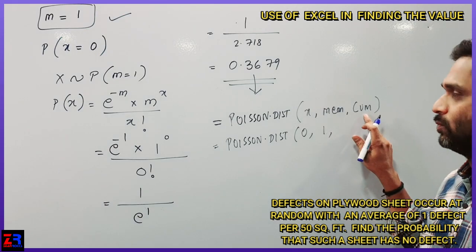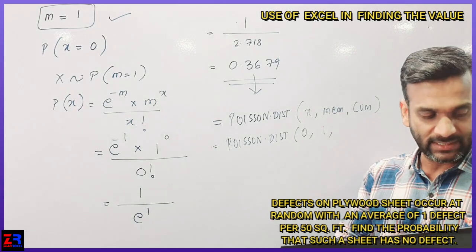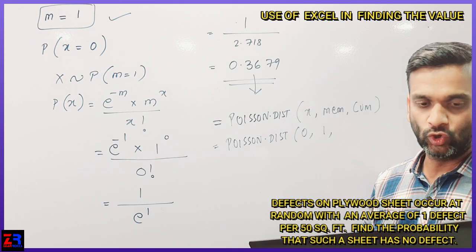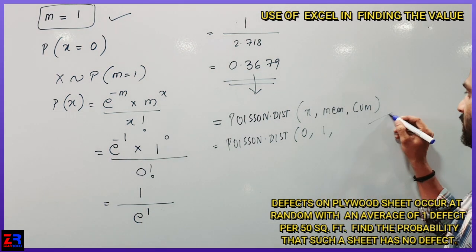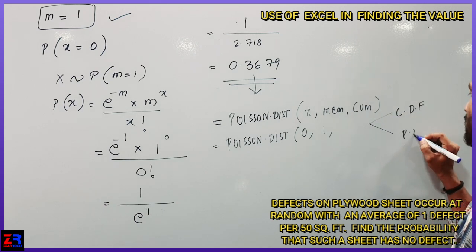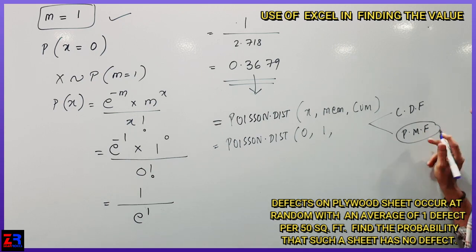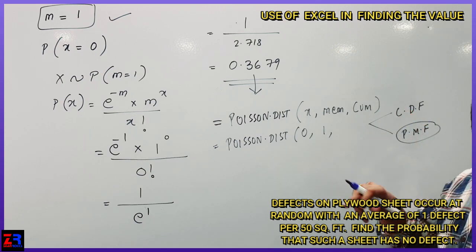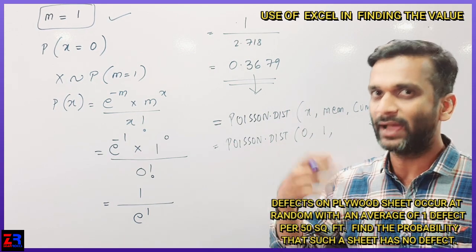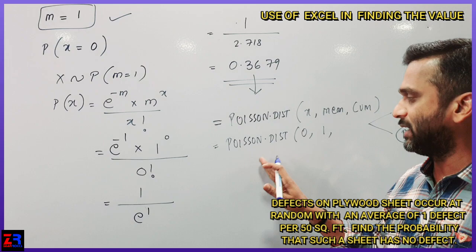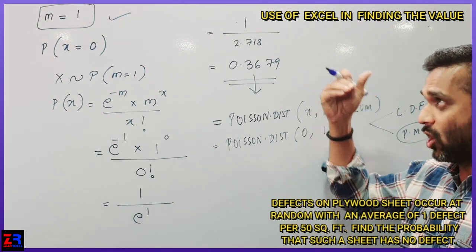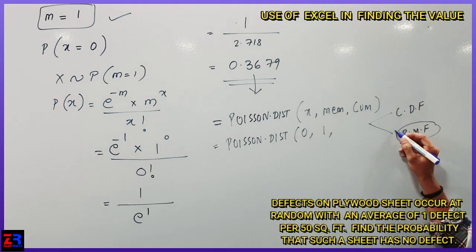And for cumulative there will be two options. One is the cumulative distribution function, and the other is the probability mass function. I have already taught you this in probability distribution. If you have attended my lecture, then you have understood that PMF gives probabilities directly, while cumulative means adding all the probabilities from the start. So what we need is the exact PMF.